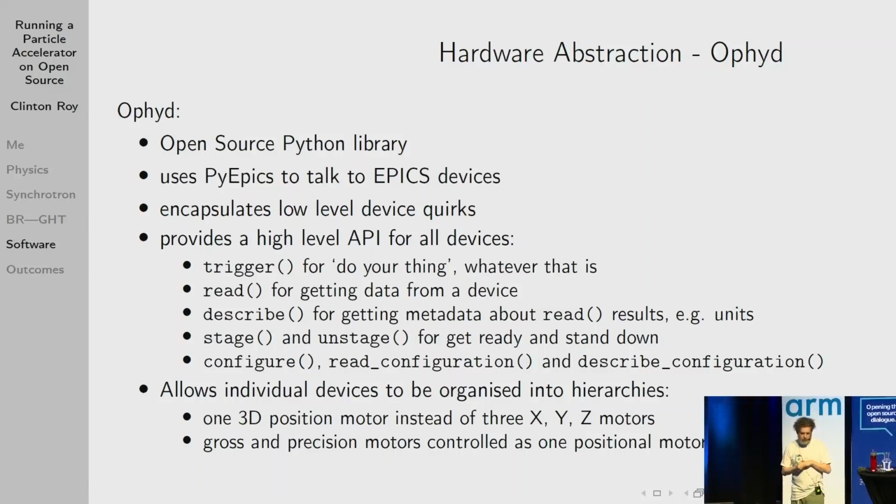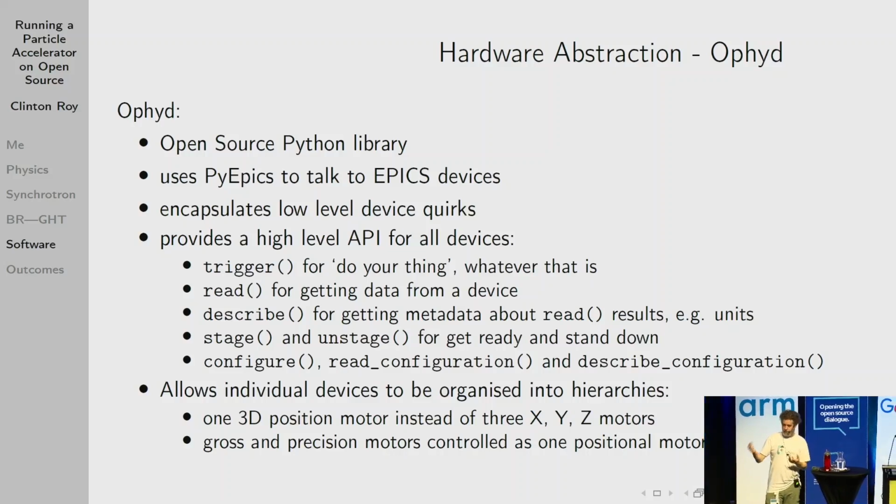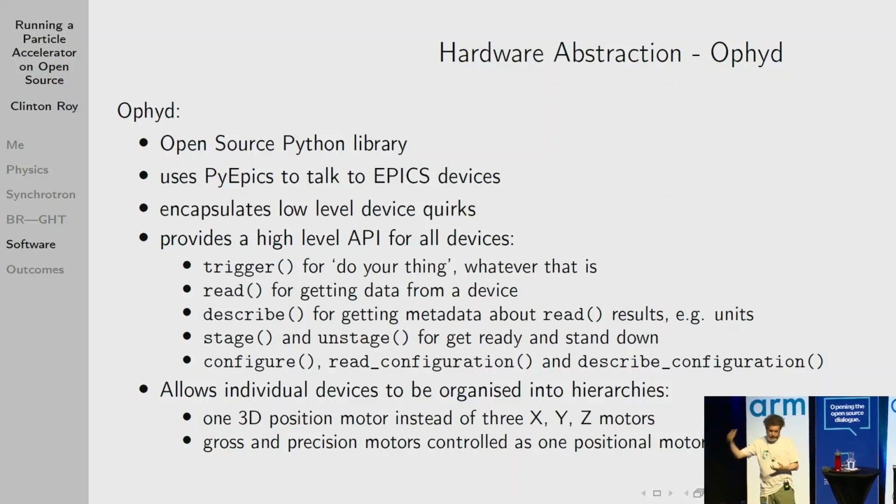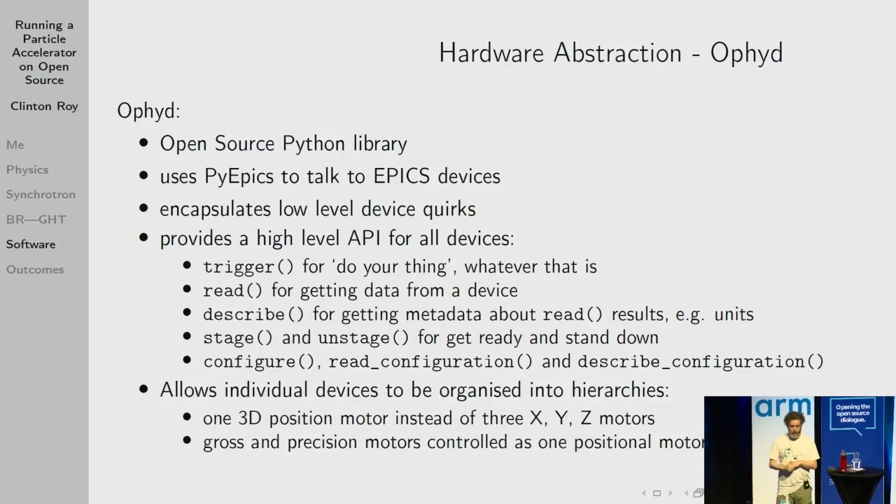So we have a trigger event. We get the machine to do the thing that it's good at. In the case of a detector, that would be triggering the detector, so it would take an X-ray shot. We have devices that we can read from. If it's a temperature sensor or a humidity sensor, we can read from that. But we don't really care what the underlying device is. We just say read, and that device knows how to read itself.